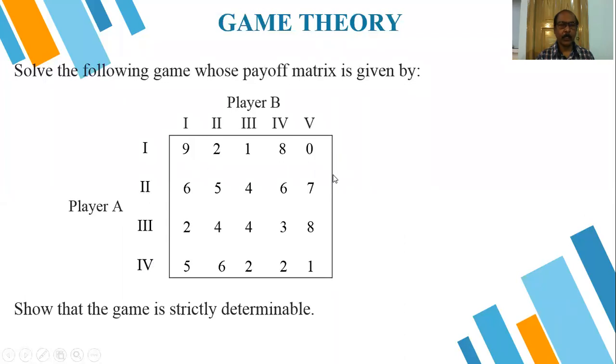First we have to find the minimum of each row, then find the maximum of those minima. And column-wise, we have to find the maximum of each column, then the minimum of those maxima. If they are the same, then we say that the game is strictly determinable. Yes or no? If they are the same, then the game is strictly determinable.